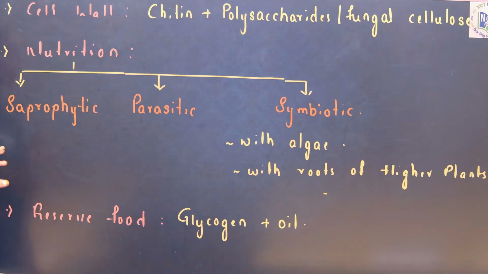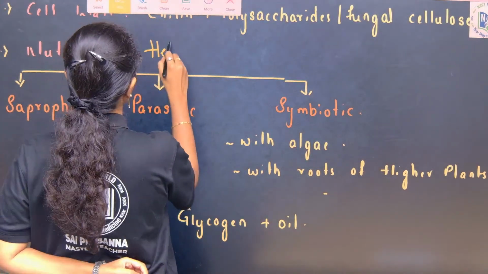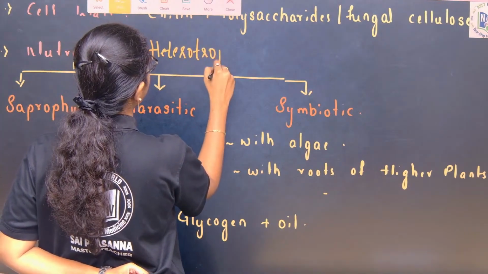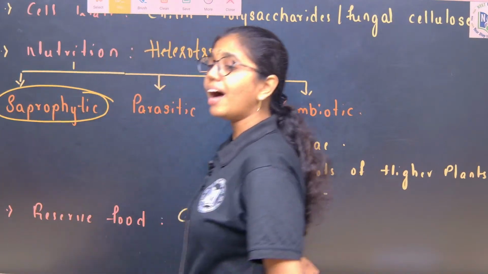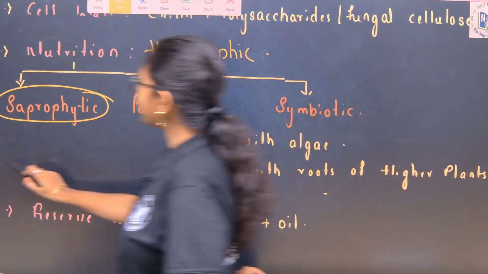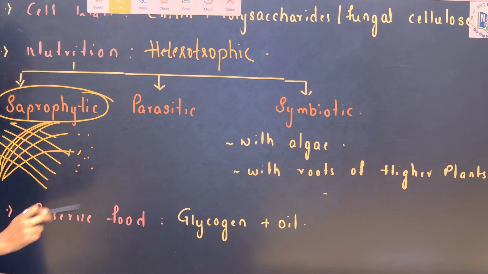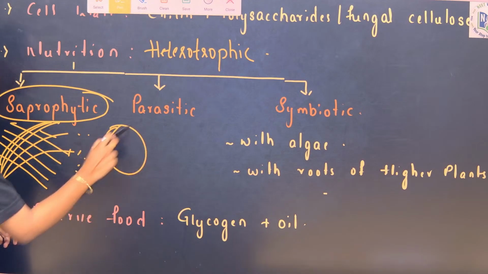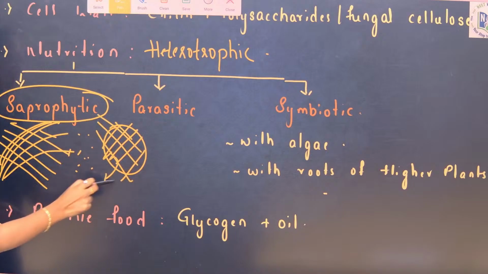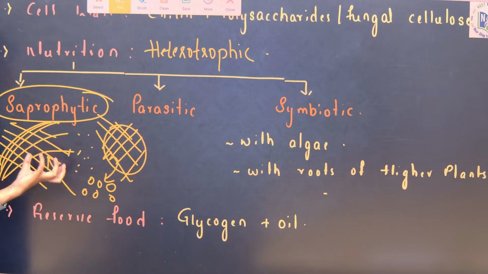Nutrition, as we have discussed, is purely heterotrophic. Fine. First mode, if you see, saprophytic mode of nutrition. How is saprophytic mode of nutrition conducted? The mycelium body will release some digestive enzymes into the surroundings where the food is in close proximity. These enzymes will degrade the complex substances into simpler substances, and these simpler substances will be absorbed by the mycelium. This is about saprophytic mode of nutrition.